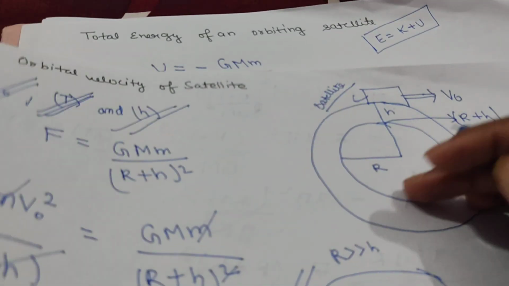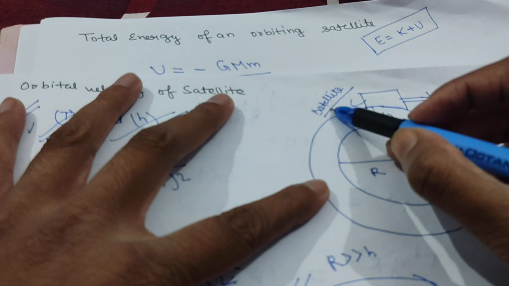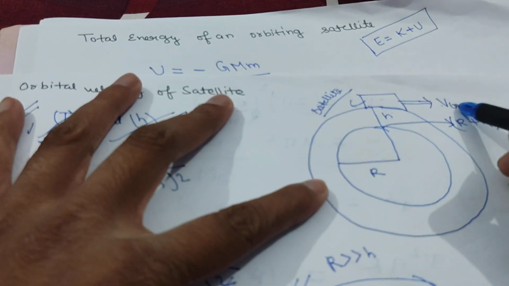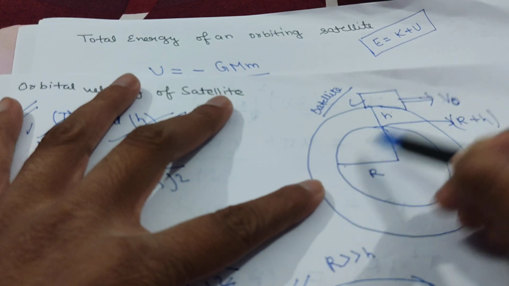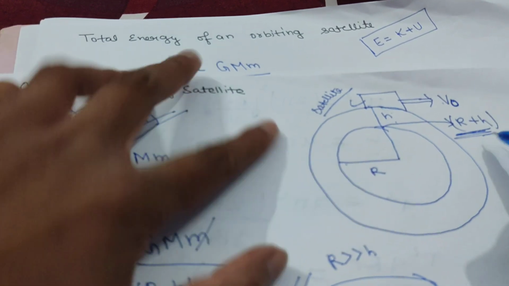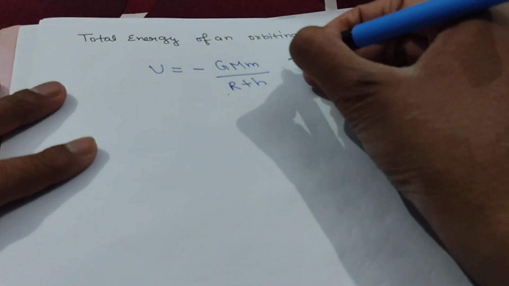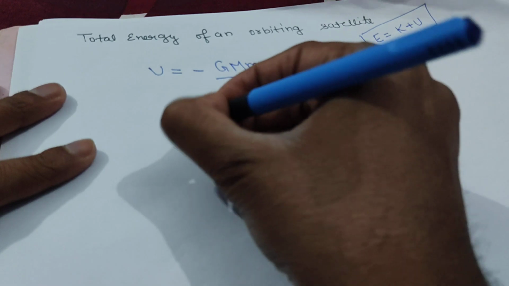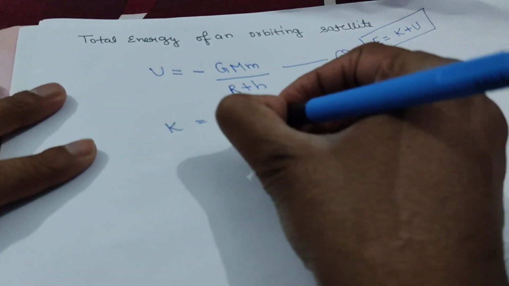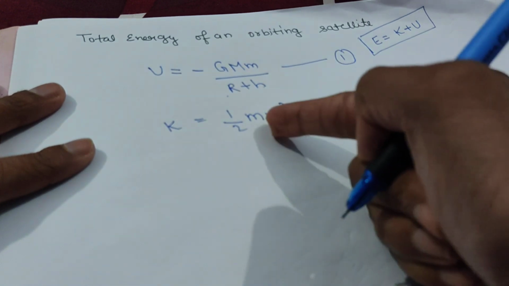This is the satellite which is moving with the orbital velocity v naught, at a distance r plus h. So this is the first equation. And the kinetic energy, we know, is half m v naught squared, the orbital velocity squared.